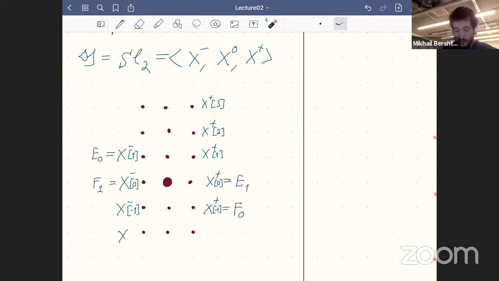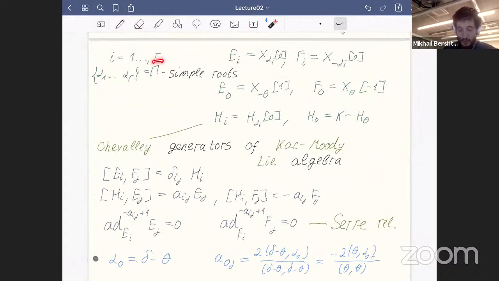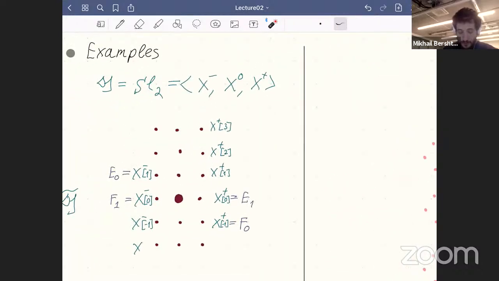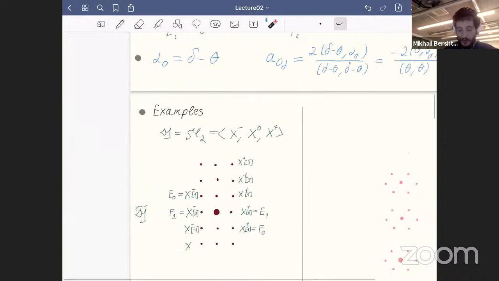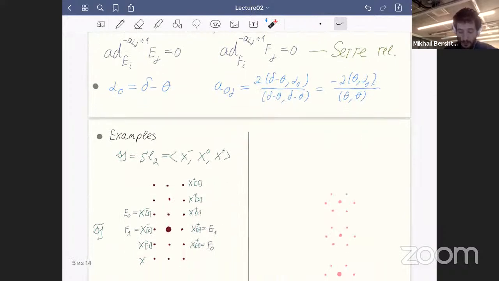Okay, and now what are my Chevalley generators? We have only one simple root, so if we compare with this, we have r equal to 1. So we have to pick E1 and F1, which correspond to X alpha 1, so X alpha and X minus alpha. So E1 is this element, X plus 0, F1 is this element. And E0, theta is again the same as alpha because we have only one simple root. And by my definition, E0 is X minus theta, 1 times t. So it is here, and F0 is here.